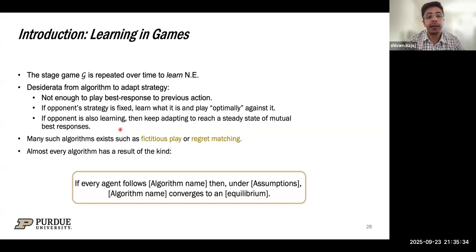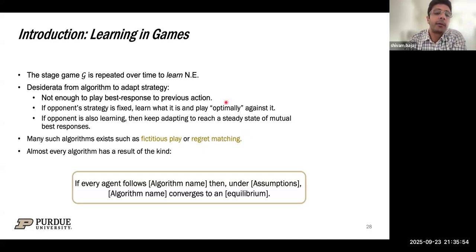And again, many algorithms exist. Two of the examples would be fictitious play or regret matching. And if you don't know these algorithms, that's okay. For this talk, you don't need to know these algorithms. All you have to keep in mind is that there are these classical algorithms that exist out there in this literature of learning in games.